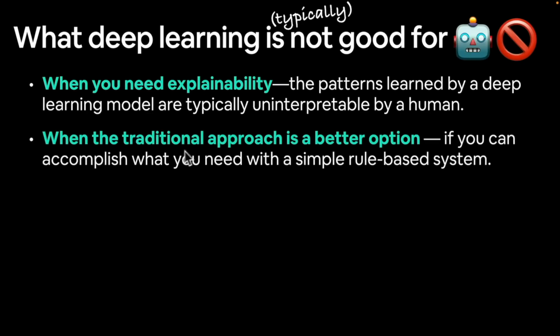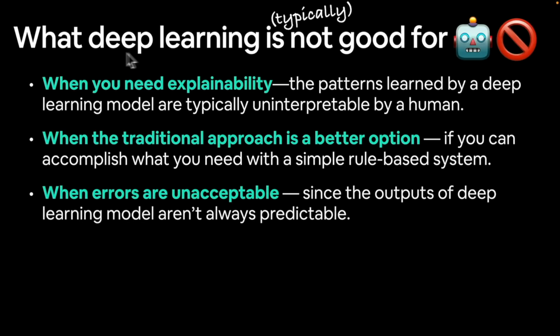And when the traditional approach is a better option, again, this is Google's rule number 1 of machine learning. If you can do what you need to do with a simple rule-based system, well, maybe you don't need to use machine learning or deep learning. Again, I'm going to use the terms deep learning and machine learning interchangeably. I'm not too concerned with definitions. You can form your own definitions, but just so you know, from my perspective, ML and deep learning are quite similar.